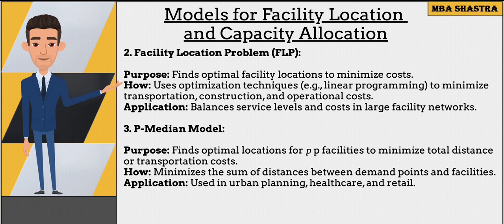3. P-median model. Purpose: finds optimal locations for P facilities to minimize total distance or transportation costs. How? Minimizes the sum of distances between demand points and facilities. Application: used in urban planning, healthcare, and retail.